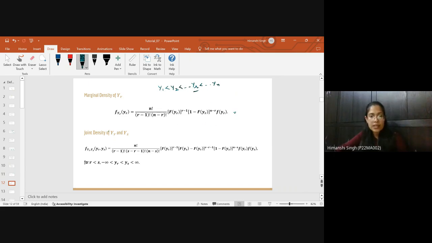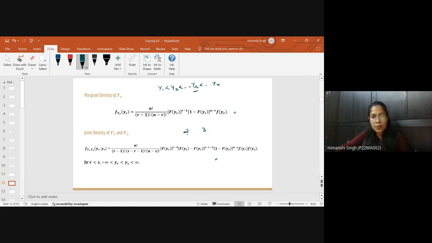Apart from this, if I consider two of them, yr and ys, then the joint density of this is given by this expression. If I want to find the joint density of the second smallest and third smallest element, then I will just put the value of r to be 2 and s to be 3, and I can find the joint density by using this.